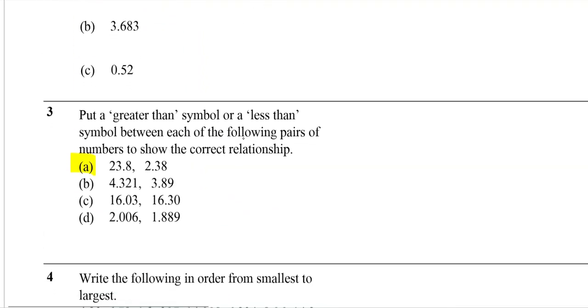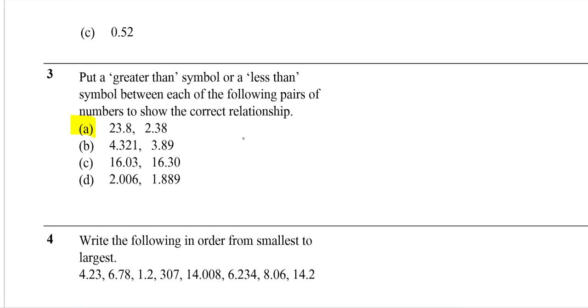Okay. Question 3, put a greater than symbol, and just above that, I'm going to draw a greater than symbol. Greater than goes that way, or a less than symbol. Less than goes that way, between each of the following pairs of numbers to show the correct relationship. So 23.8 and 2.38. The 23 is bigger, so it is greater than, which means I want to put the greater than symbol in there.